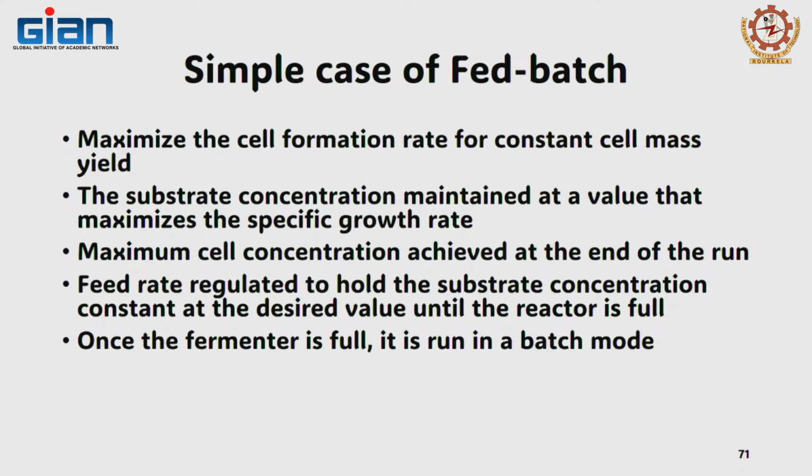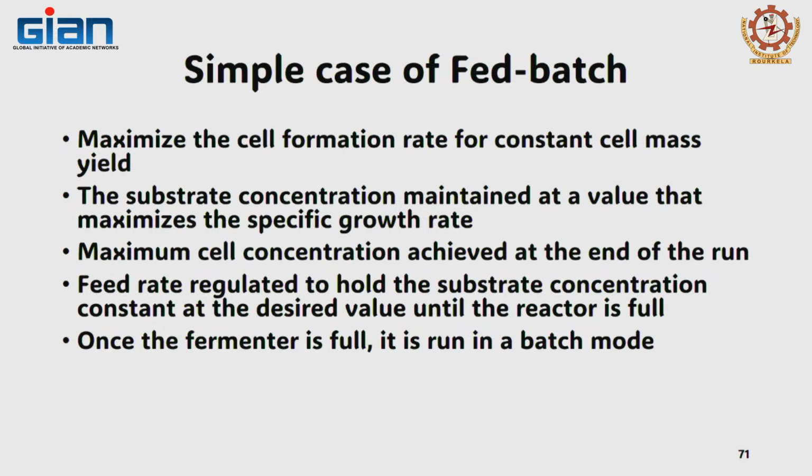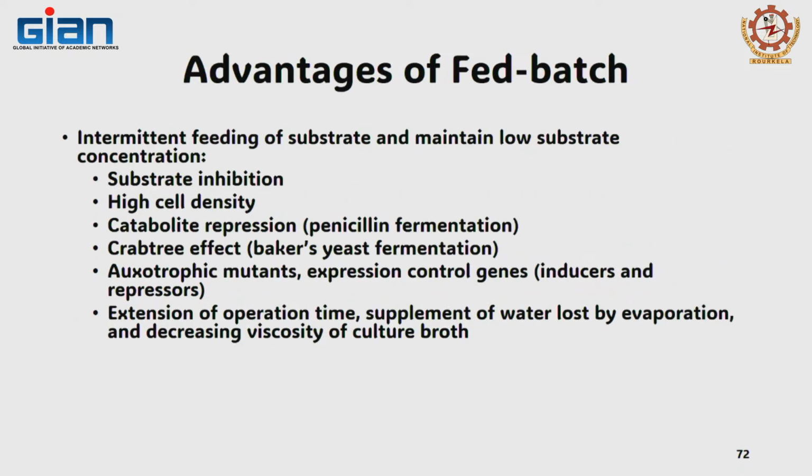So, you can maximize the cell formation rate for a constant cell mass yield. The substrate concentration is maintained at a value that maximizes the specific growth rate. Now, mu max is the maximum at the concentration at which we can reach. If I can keep on changing, I will keep on maintaining my mu max, or I will keep on increasing it. It will always be in increasing order as long as it has not reached the plateau. The feed rate is regulated to hold the substrate concentration constant at the desired value until the reactor is full. Once the fermenter is full, it is run as a batch mode.